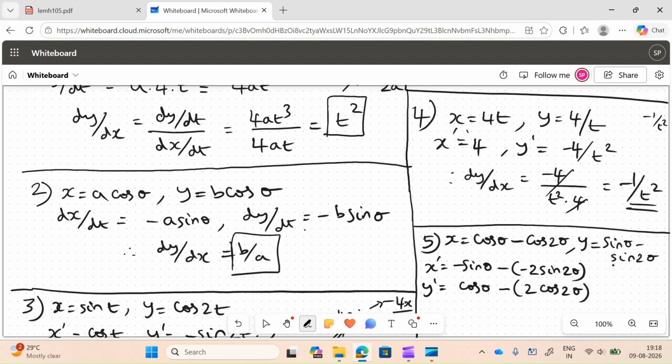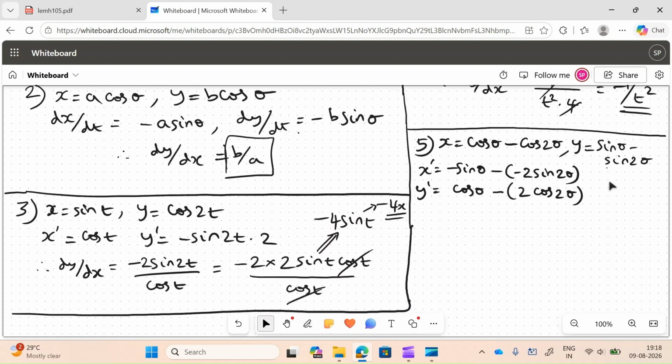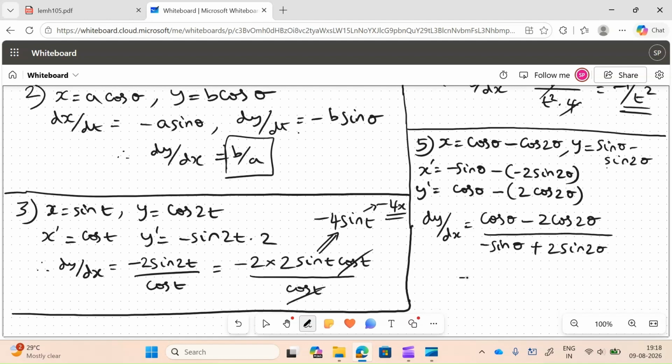Understood? Sin 2 theta's differentiation is cos 2 theta, and 2 theta's differentiation is 2. Chain rule again, same concept only. Nothing complicated. So dy by dx will be cos theta minus 2 cos 2 theta divided by minus sin theta plus 2 sin 2 theta. You can simplify this obviously. Like what is cos 2 theta, what is sin 2 theta?